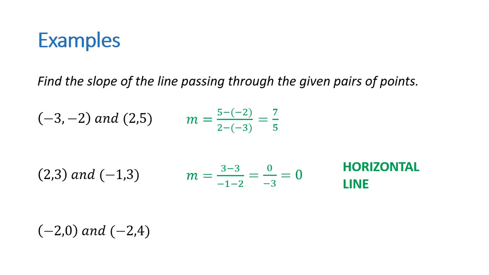Let's try one more. So we have -2, 0, and -2, 4. Using our slope formula, it's the difference in the y's divided by the difference in the x's. So 4 minus 0 divided by -2 minus a -2.